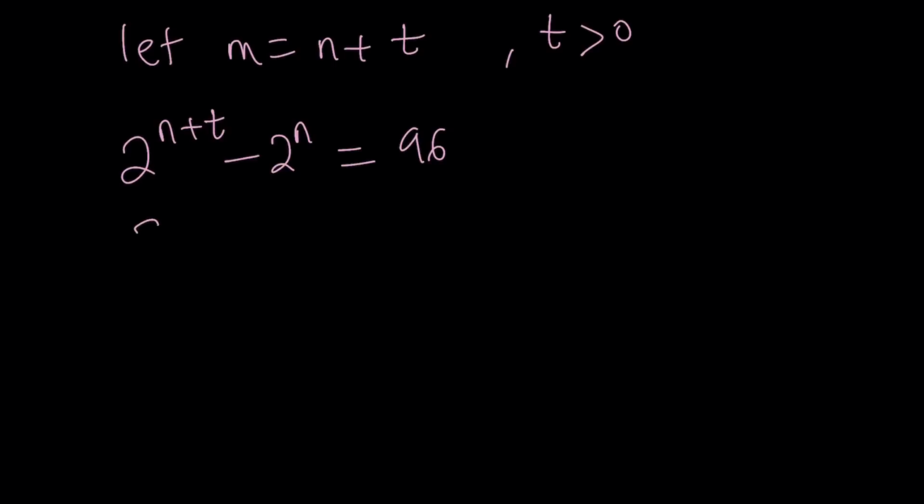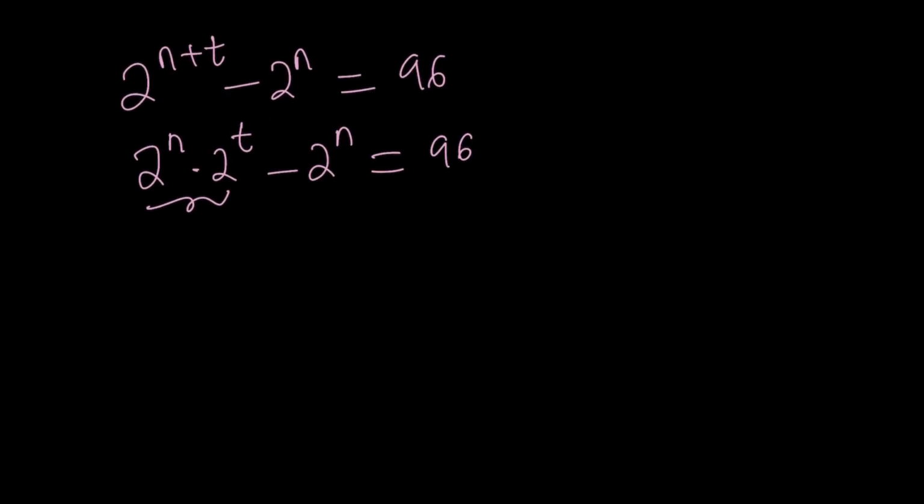So let's take out 2 to the power n here. In other words, factor it, because when you multiply two powers with the same base, which also came up in a recent problem, you add the exponents. So we can also undo that. Now 2 to the power n is a common factor. Let's take it out. We get 2 to the power n times the quantity 2 to the power t minus 1 equals 96.